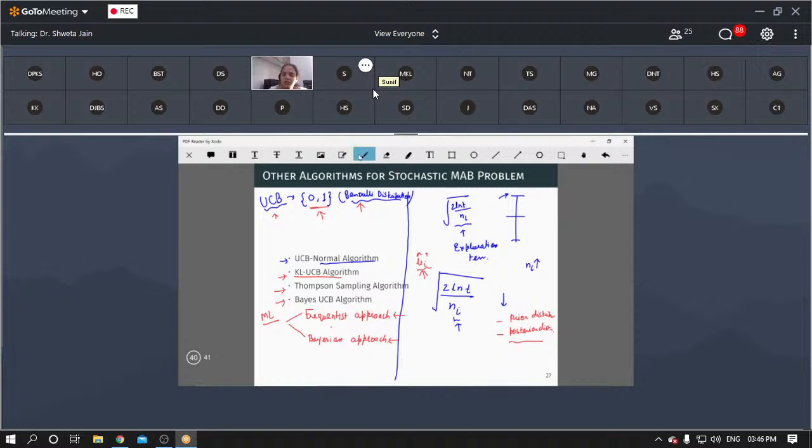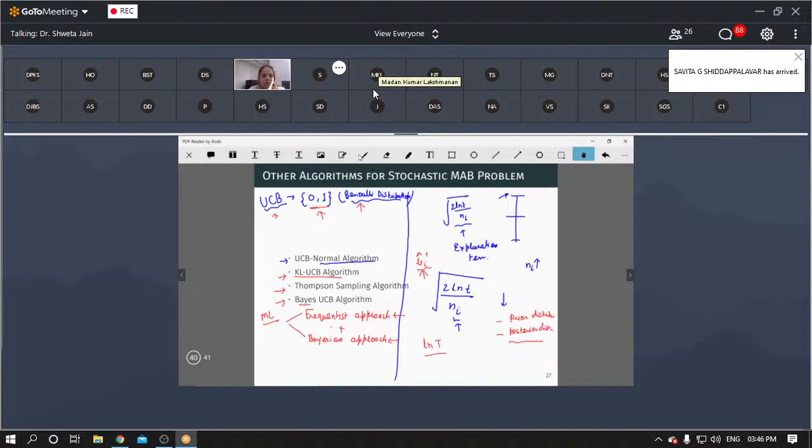The Bayes UCB algorithm does both, so it is a mix of Bayesian and frequentist approaches. The essential idea is that ultimately the regret cannot be better than log t. But what these algorithms are trying to do is achieve better and better constants, or they run experiments which show which particular algorithm is performing better. That's how it is.